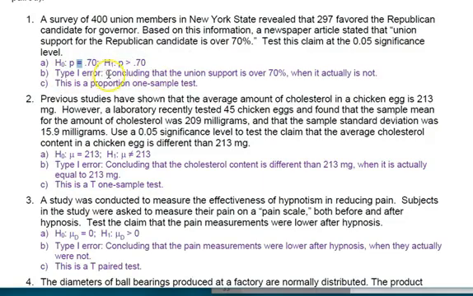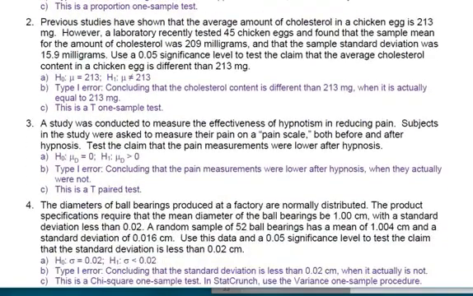The type 1 error is always reaching a conclusion that you're going to reject the null hypothesis. In other words, that you're going to find sufficient evidence to support the claim when the claim really isn't true. In this case, it would be concluding that the union support really is over 70% when it actually is not. And again, in StatCrunch, what we would use would be the proportion stats one sample. Let's go on to number 2.